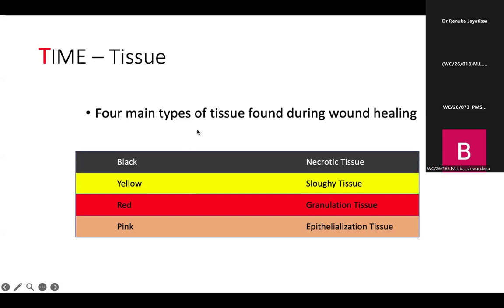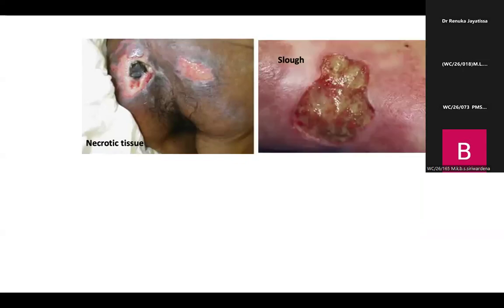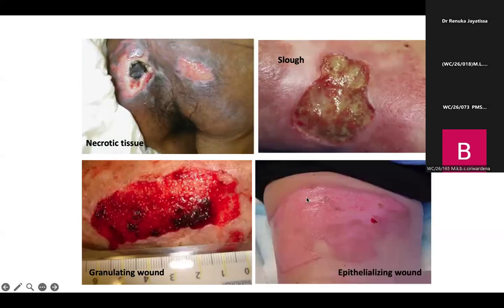Black tends to be necrotic tissue. Yellow is sloughy tissue. Not pus, slough. A little difference in there. Red is granulation tissue. And pink is new skin that forms at the edges, which is epithelialized new nice skin. Here I've put some graphical pictures. You can see the black part in the middle, that is necrotic tissue. You see some yellow stuff in that wound, that is slough. You see some nice red colored tissue, that is granulation tissue. You can see a pink surface of skin, that is epithelial wound.